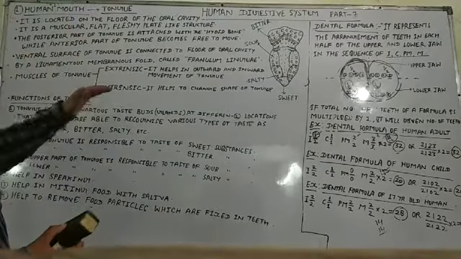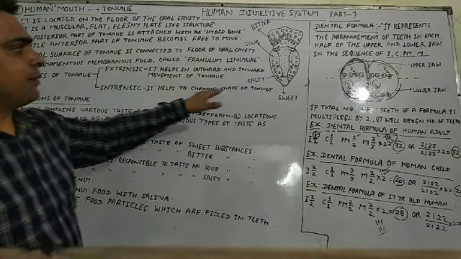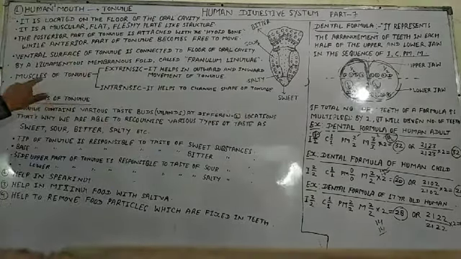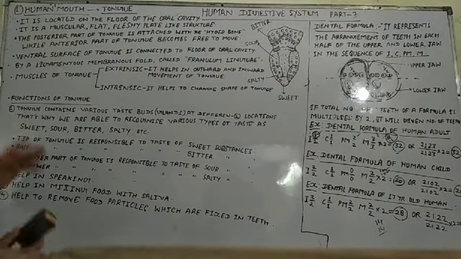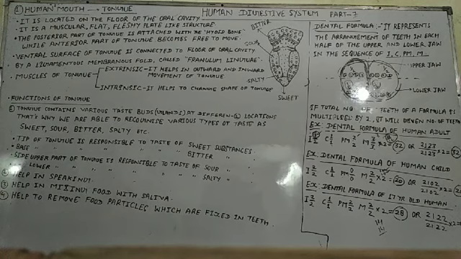Clear? So it helps to change the shape of the tongue. This is the function of intrinsic muscles. Clear, students? Now we are discussing the functions of the tongue. What are the important functions done by the tongue?